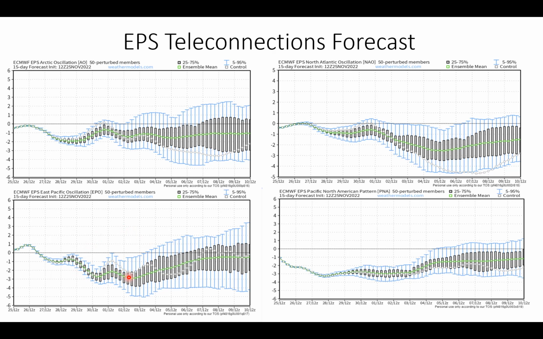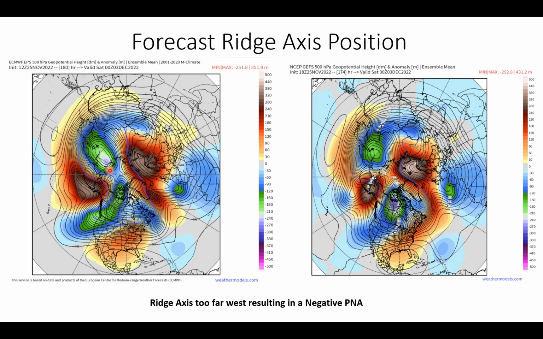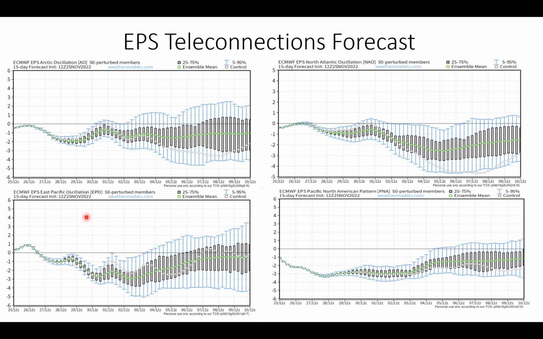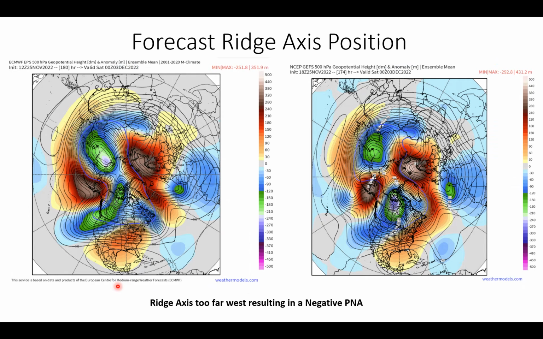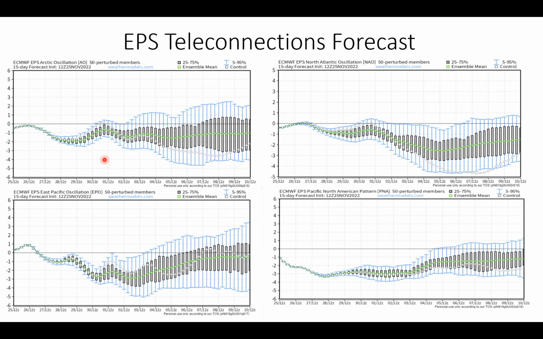Now, last time we got really cold, we had a really, really sharply negative EPO. But again, this was the ridge axis position, okay? It was further east than what's being forecast. And that's your big difference. If you can get that negative EPO like this, plus that ridge axis in that sweet spot along the west coast of North America up into the west coast of Canada, then things are going to be different as far as the temperature regime.